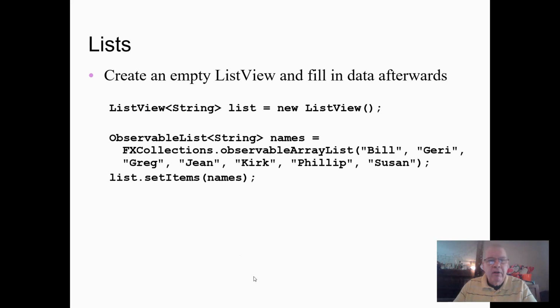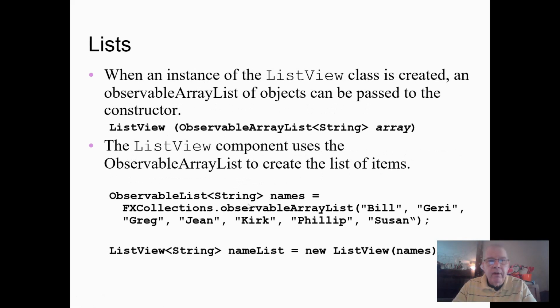So here's an example of creating an empty list view, filling it in afterwards. Now, you don't need to worry about what an observable list of string is and what FX collections observable array list is. Basically, you need to understand the format and copy it and put the strings that you want to show in the list here. Another way of doing this is to create the list view class like this, and then add the names to the list afterwards.